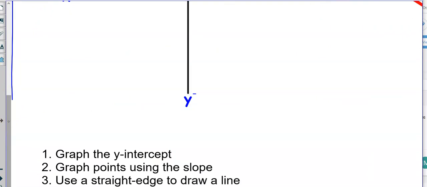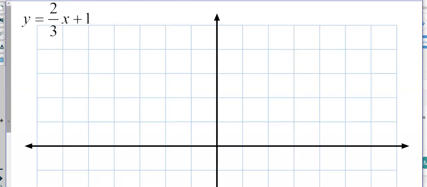Graph the y-intercept. This is the basic method. I always start with that. Graph points using the slope, and then I don't even use a straight edge. If you have enough slope points, you'll be fine. Okay, so let's start with something basic here like this one.